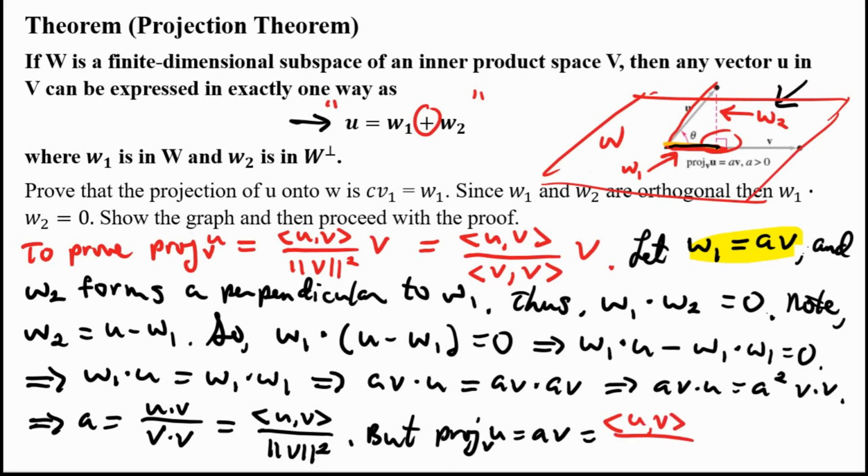u dot v divided by the norm of v squared. Not a dot or a tittle from Hebrew. Now that's just a, right? Times v. You get it?